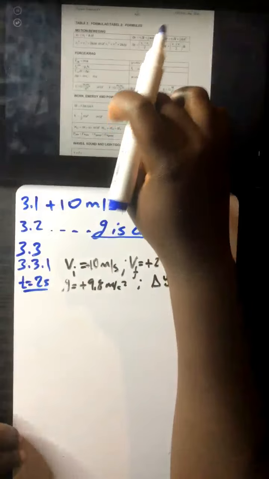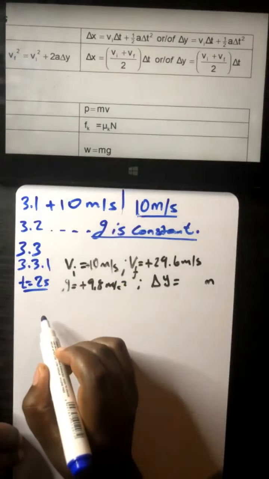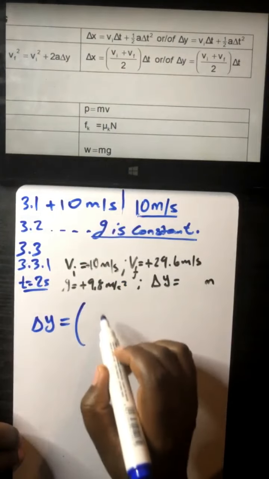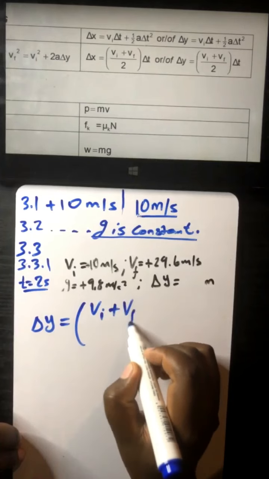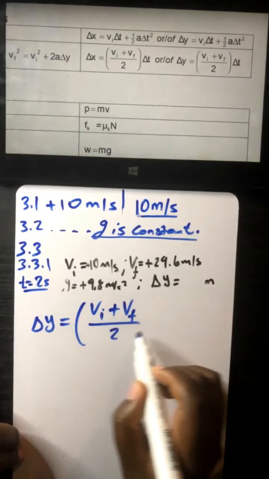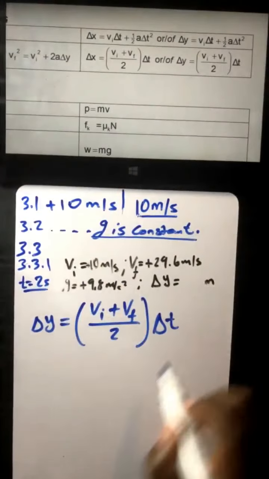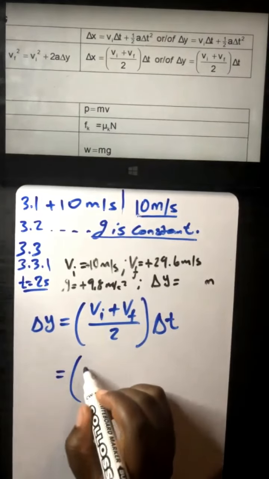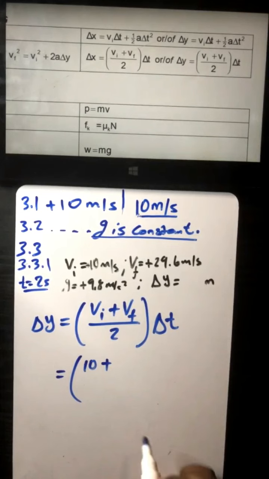Let's check. Where is that formula? There is the formula. Delta y equals (V initial plus V final), the whole of this divided by 2, times delta t. So ladies and gentlemen, what is our initial velocity? It's equal to 10. What is our V final?